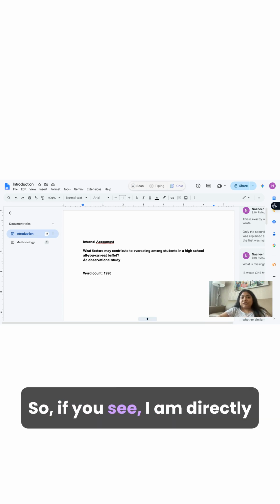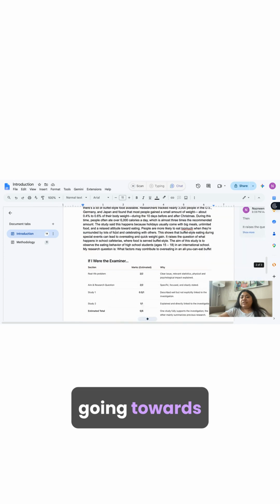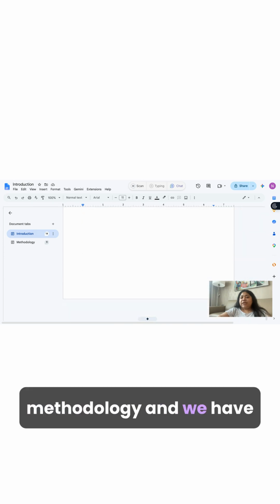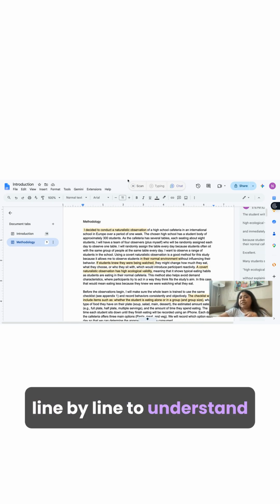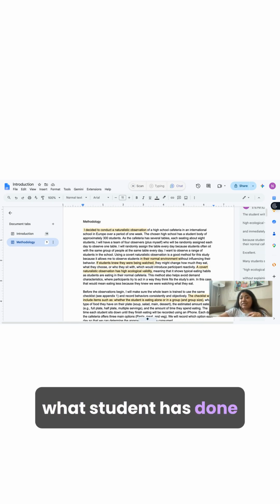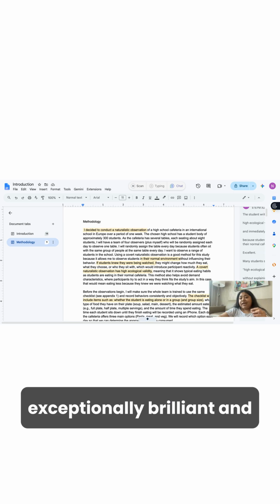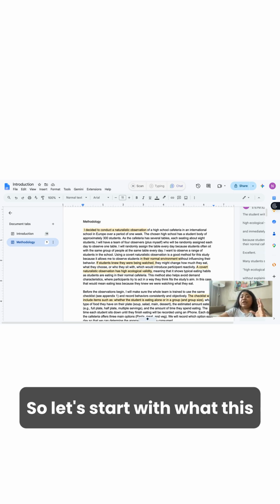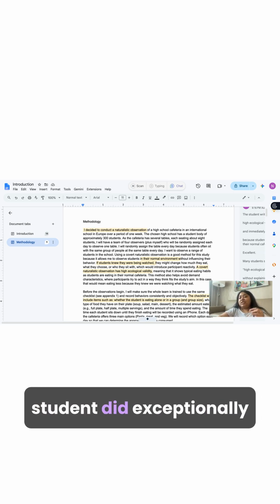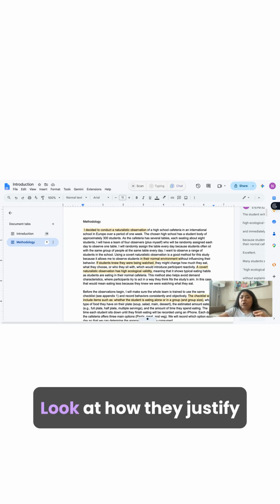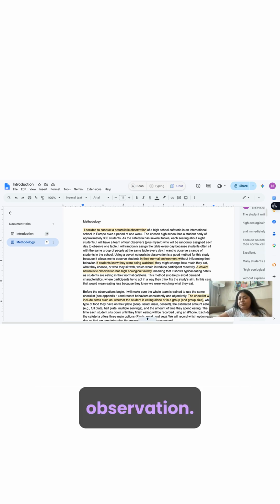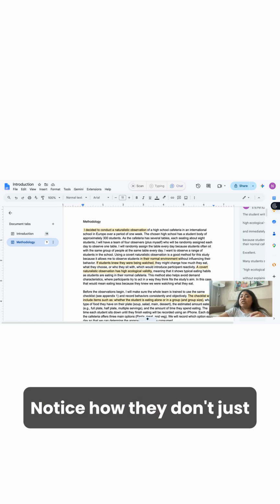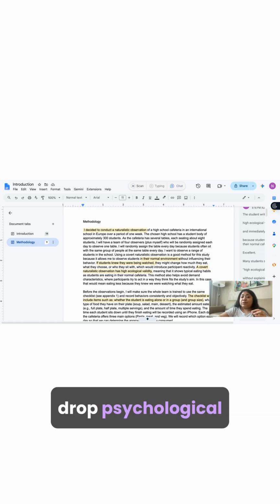I am going directly towards the methodology, and we have to read it once line by line to understand what the student has done exceptionally well and where the student can improve. So let's start with what this student did exceptionally well. Look at how they justify using a covert naturalistic observation. Notice how they don't just drop a psychological buzzword. Look at the sentences right here.